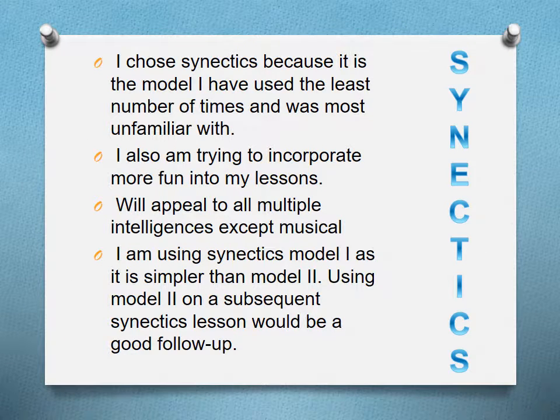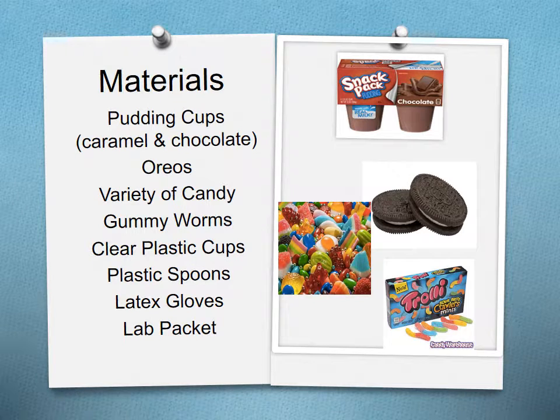The rationale: I chose Synectics mainly because it was the one I was least familiar with and wanted to try something new. I'm also trying to incorporate more fun, and it certainly looked fun. It will appeal to all multiple intelligences except musical. I picked Model 1 of Synectics because it is a little simpler, and since it's the first time doing this with students, it made sense to start there. You can see the materials we'll be needing.